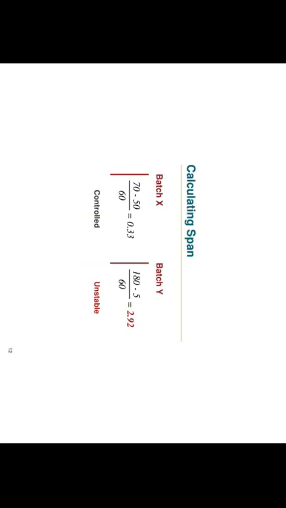Let's calculate span. For batch X, span equals 70 minus 50 divided by 60. That gives us about 0.33. For batch Y, 190 minus 5 divided by 60. That gives us almost 3. These numbers are not a small difference. They describe two completely different materials. Batch X is disciplined and batch Y is chaotic. One behaves like a controlled system and the other behaves like a gamble.